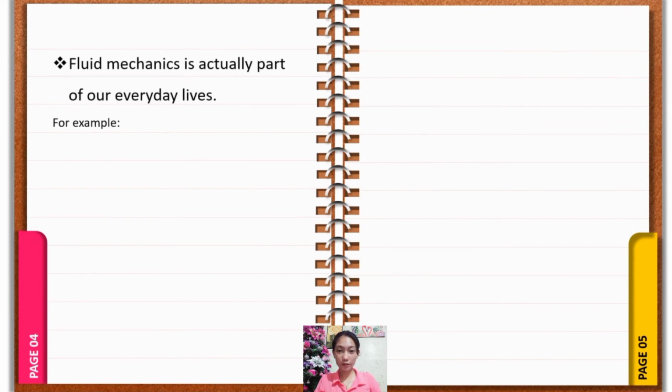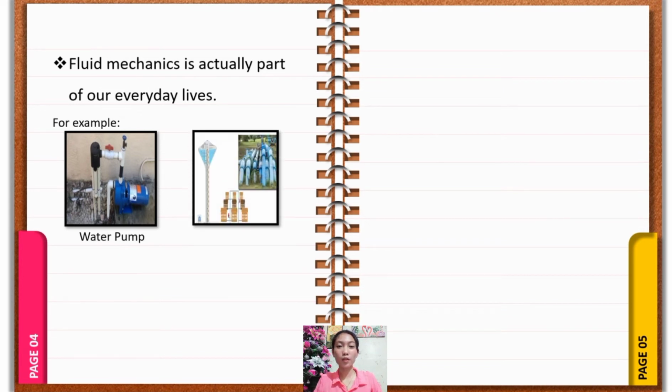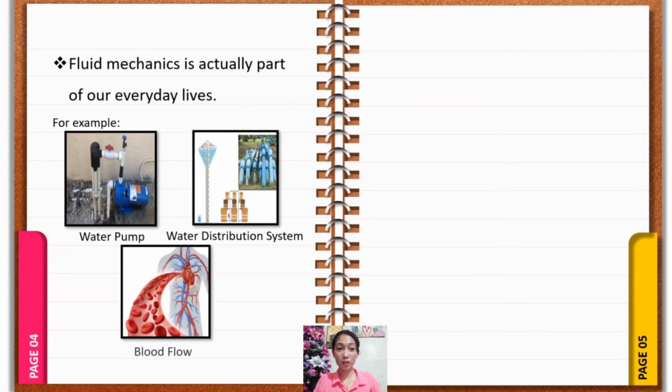Moving on, fluid mechanics is actually part of our everyday lives. For example, the hot and cold water that we use in our homes is pumped through pipes. Water in a city is distributed by extensive piping networks, and blood is carried throughout our bodies by arteries and veins. These examples show that fluid flow in circular and non-circular pipes is commonly encountered in practice.